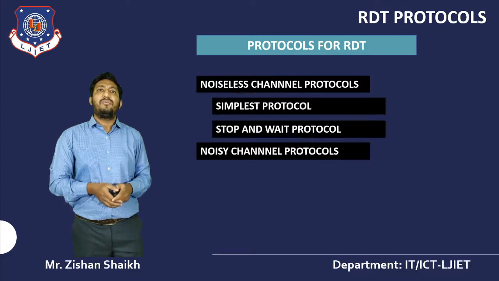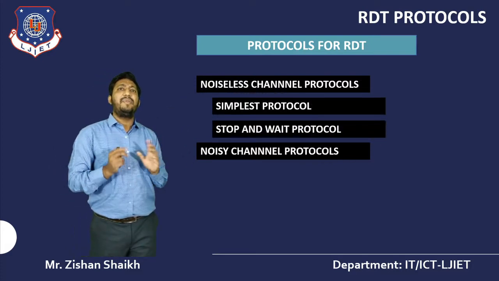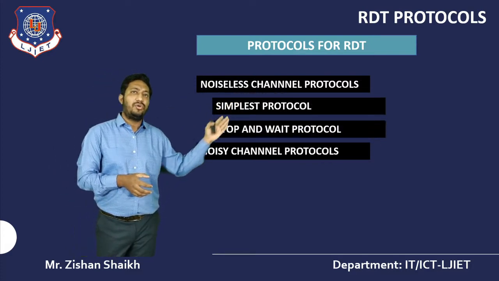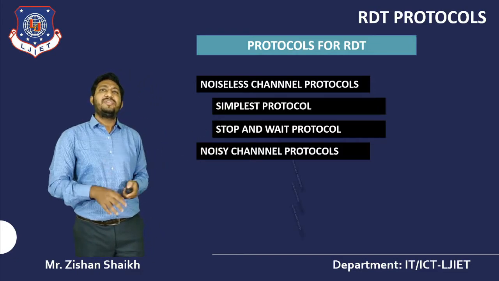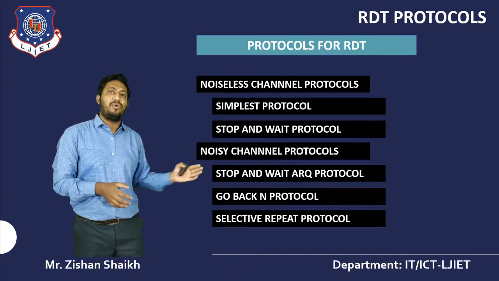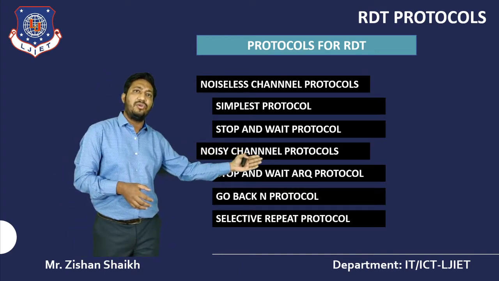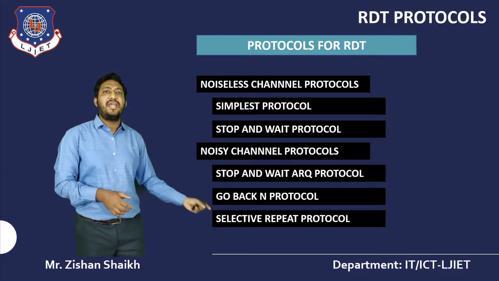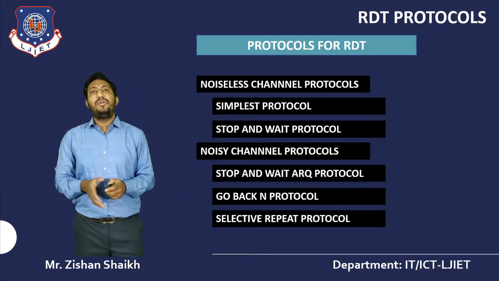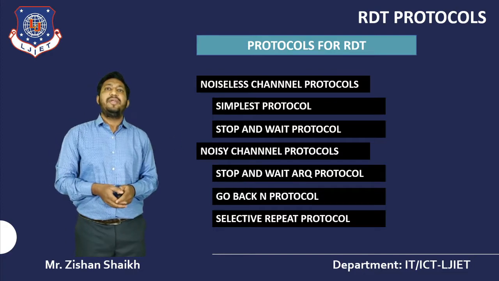When we are talking about the noiseless protocol, it is the simplest protocol. It is categorized into two parts, simplest protocol and stop and wait protocol. And the noisy channel is divided into three protocols: stop and wait with ARQ, that is automatic repeat request, Go-Back-N protocol, and selective repeat protocol. In the next video, I will explain these protocols in detail.